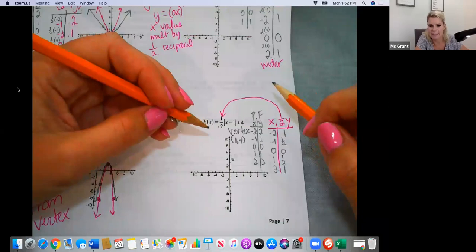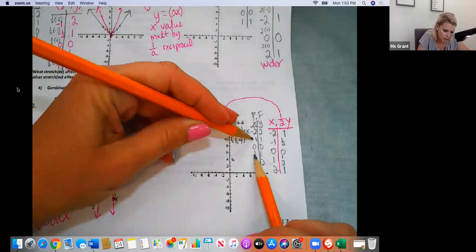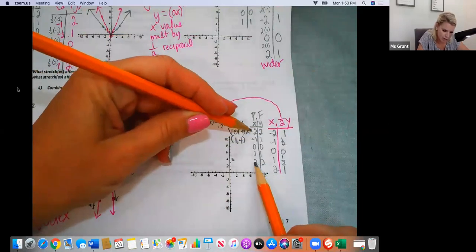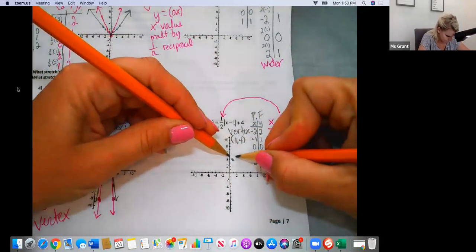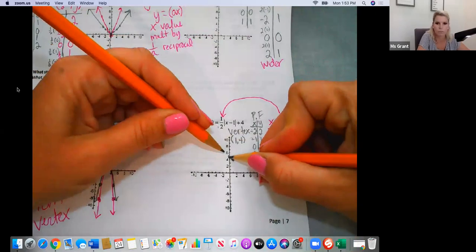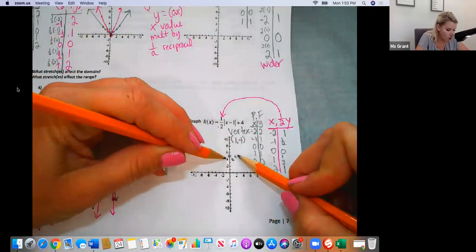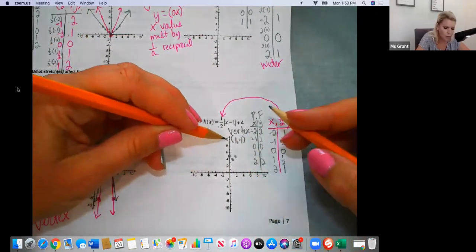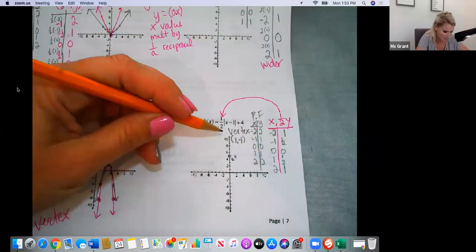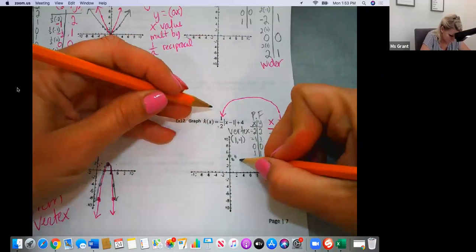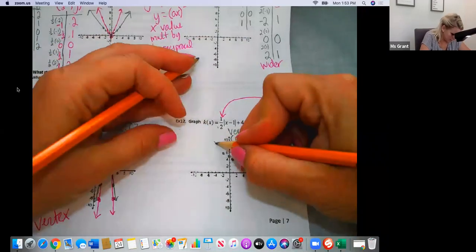From my vertex, go 1 in, this is parent function, guys. 1 in either direction, up 1. 2 in either direction, up 2, etc. Back to your vertex. 2 side to side, 4 up. Oh, just kidding. This is an absolute value. 2 in either direction, side to side, 2 up. Okay, V-shaped, right?